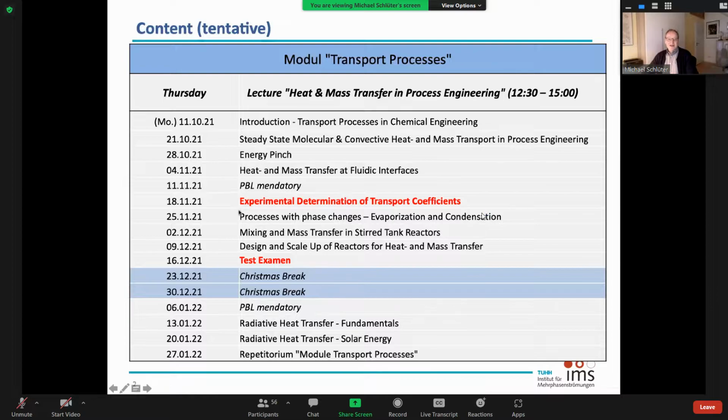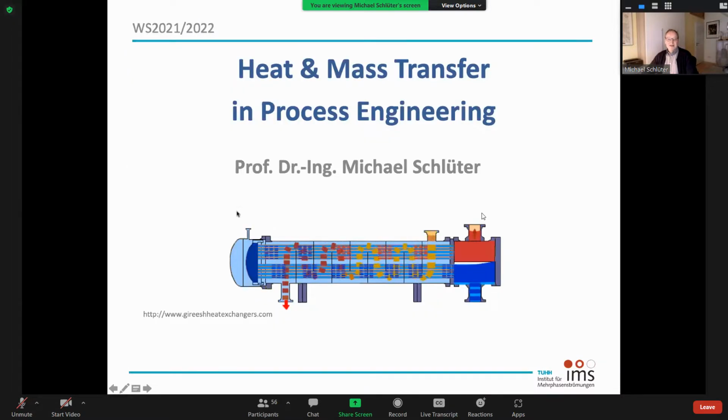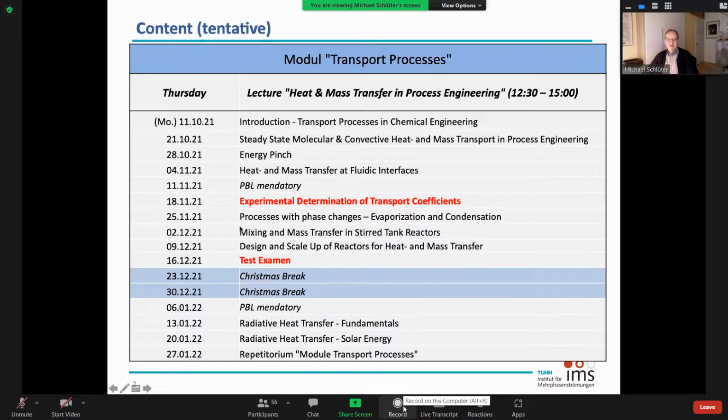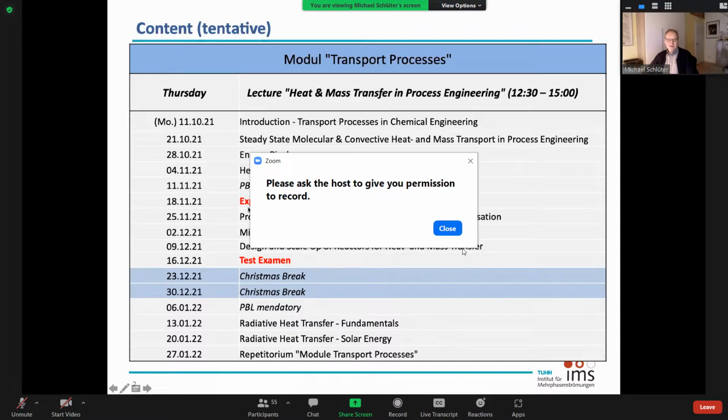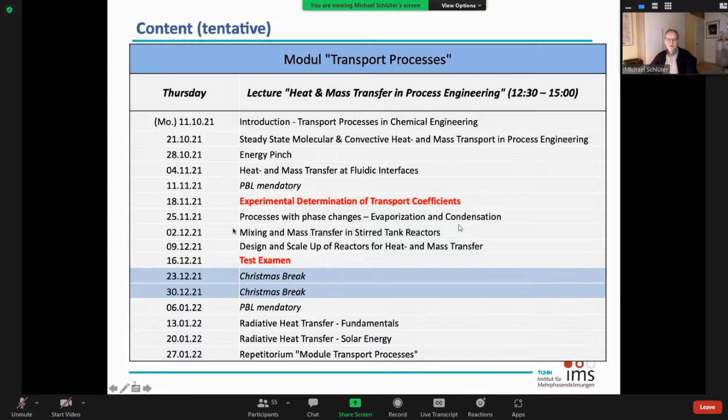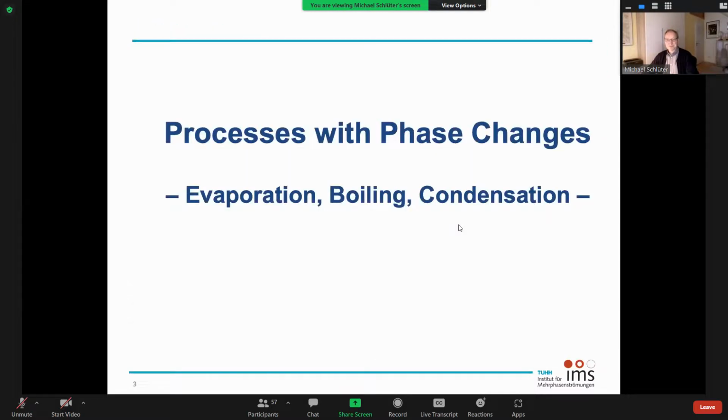Okay, so as you can see further on, I changed the order of the lectures a little bit, because usually today we would talk about the design and scale-up of reactors, but this is something that works much, much better on the board. And therefore I decided to switch today to this process with phase changes. This is also very convenient to give this lecture online, and therefore I switched these two lectures. I hope this is fine for you.